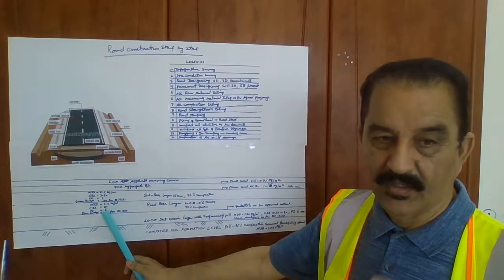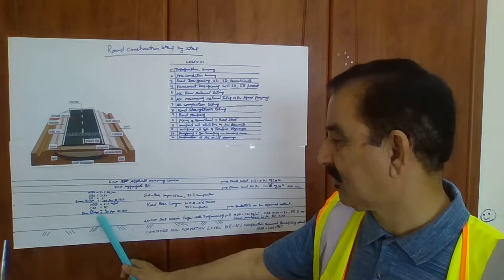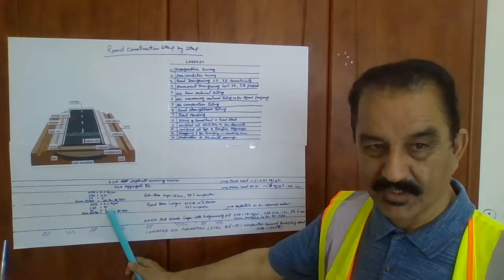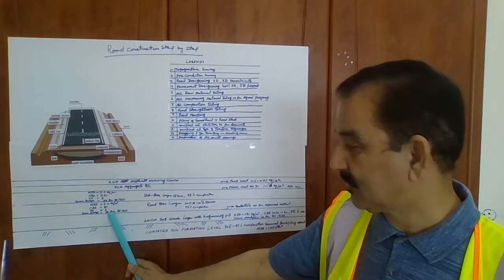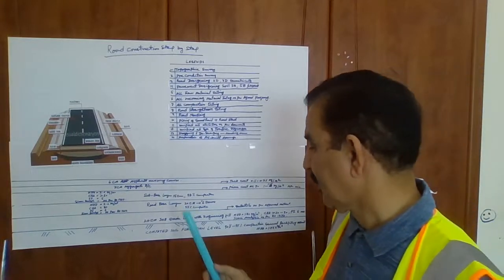CBR minimum 80, should be more than 80, and the PI is maximum 6, and the analysis as per BS 1377 should comply.